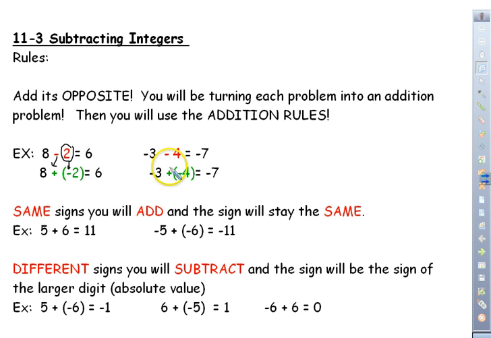Let's look at this other example. We have a negative 3 minus a positive 4 equals negative 7. You're changing it to addition. You're taking my positive 4 and making it now a negative 4. Same signs, therefore you're going to add, and it will be negative because the sign stays the same.